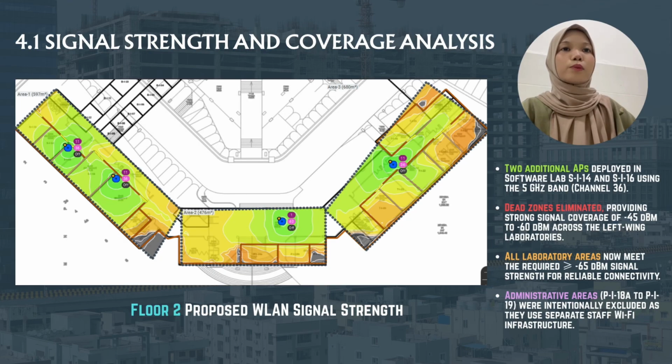Next is floor 2, proposed wireless LAN signal strength. Two additional APs were added in software lab SL14 and SL16. The dead zone eliminated, providing strong signal coverage of minus 45 dBm to minus 60 dBm across the left wing lab, and all lab areas now meet the required more than or equal to minus 65 dBm signal strength for reliable connectivity. Administrative area were intentionally excluded as they use separate staff Wi-Fi infrastructure.